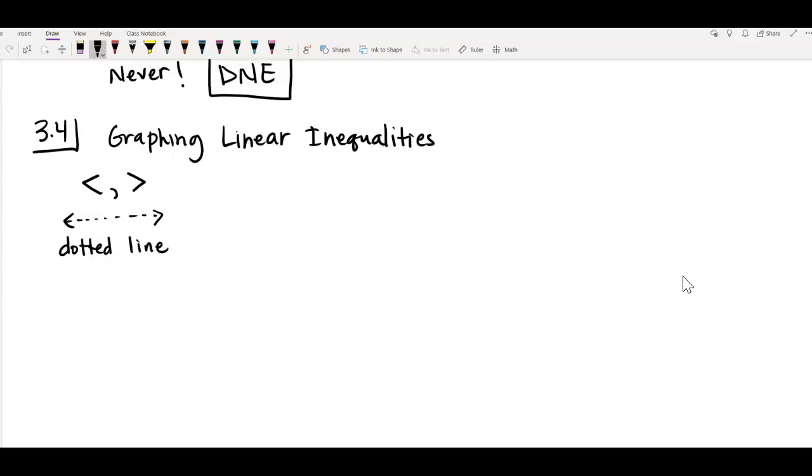But if it has the equal to part, so if it's less than or equal to or greater than or equal to, then you're going to use a solid line when you graph it. Okay, so that's one of the really important distinctions that you have to make on these to graph these.